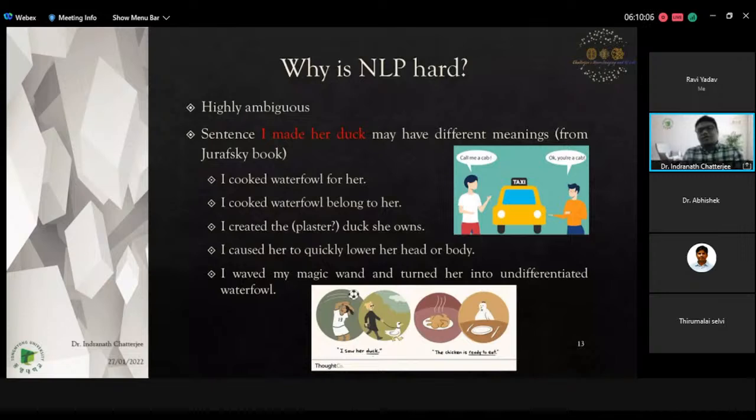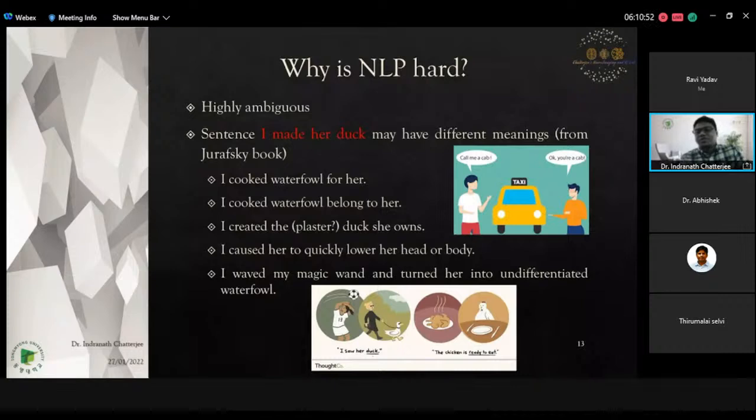Now think about how hard it is for a computer to understand. To do research with NLP, you have to be very cautious about the different semantic meanings. In the same way, take the example "I saw her duck": it can mean I saw her, she was ducking, or I saw her who was taking her duck for a walk. Or "the chicken is ready to eat". When we say that, it either means the recipe of the chicken is ready to eat, or the chicken is sitting at the dining table to eat, which is obviously not the case.